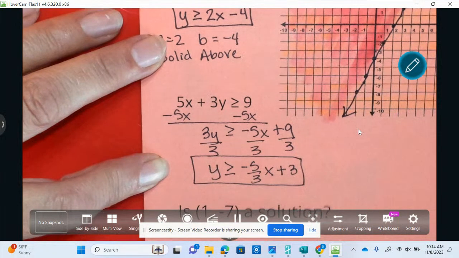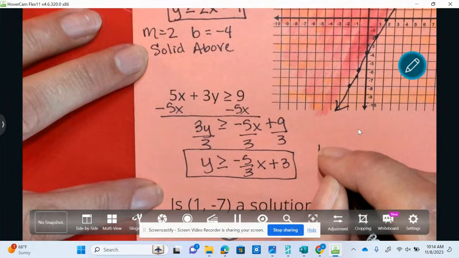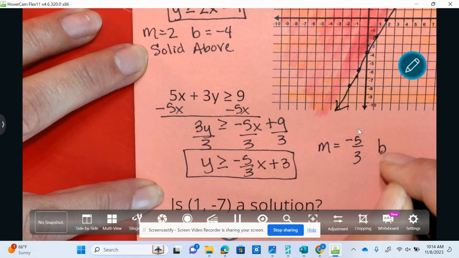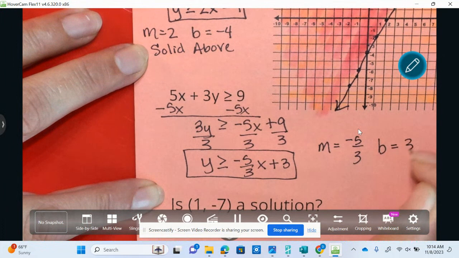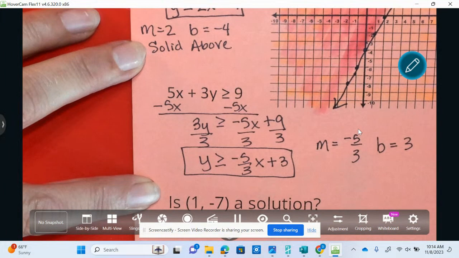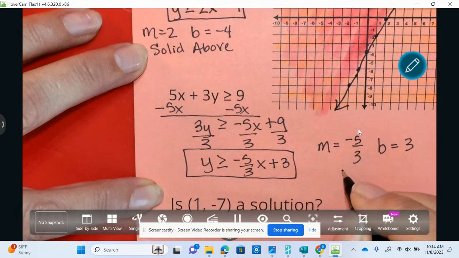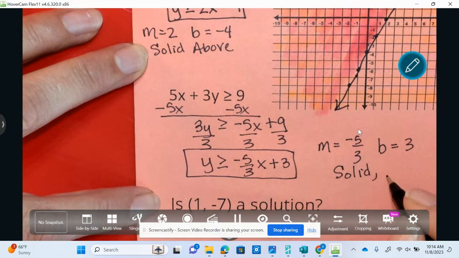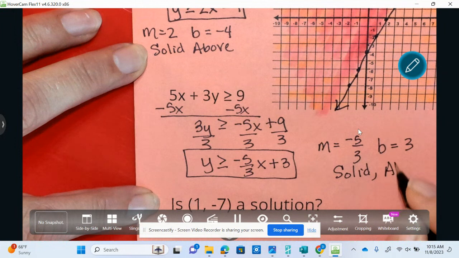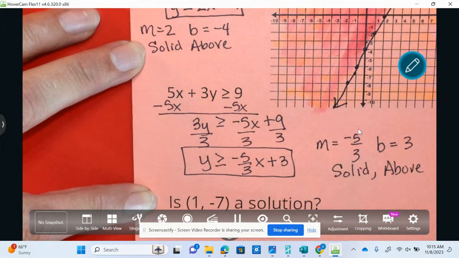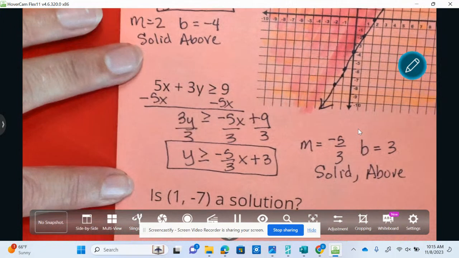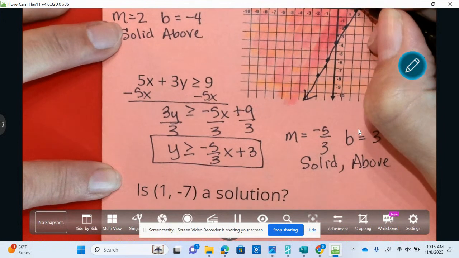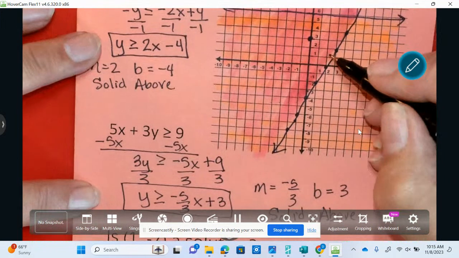What is my slope? Yes, negative 5/3. Good job. What is my y-intercept? So solid line or a dashed line? Ooh, solid. Yeah, good job. Shade above or below? Above. So I'm going to begin at positive 3 on the y-axis, and then I have to go down 5.